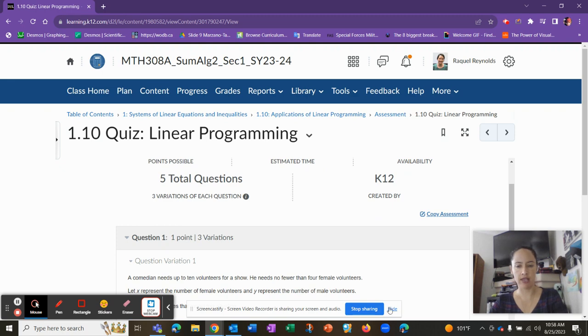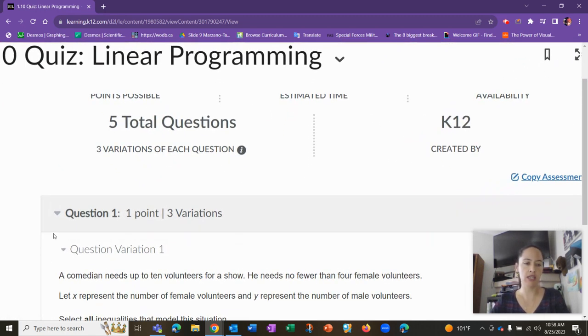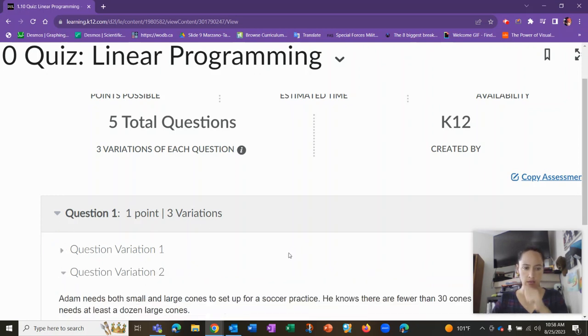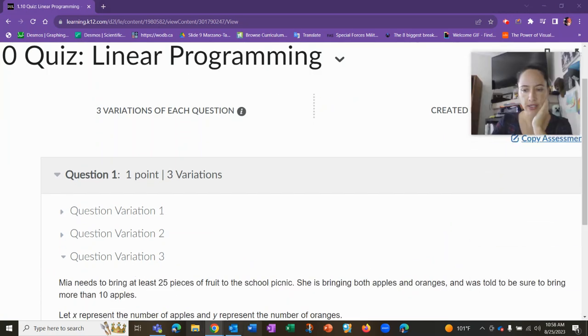We did this one in class, so watch the recording if you have the comedian one for the class. Let's talk about Mia. Mia needs to bring at least 25 pieces of fruit to the school picnic. She is bringing both apples and oranges and was told to be sure to bring more than 10 apples. Let X represent the number of apples and Y represent the number of oranges.